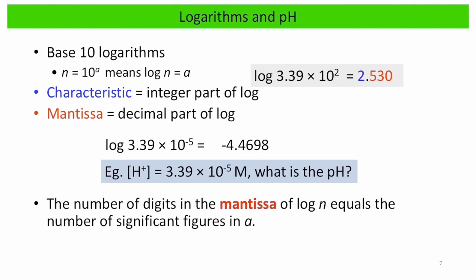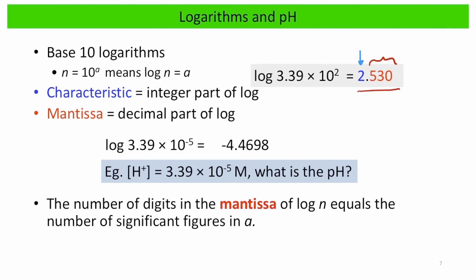So when you're taking the log of a number, you end up with a number that looks like this over here. Okay, and we have two different parts of that number. We have the mantissa, which is the numbers after the decimal place, and then we have the characteristic, which is the blue number there before the decimal place. Now it's important to know the differences between these. Okay, so the 2 is basically just telling you the power of 10.